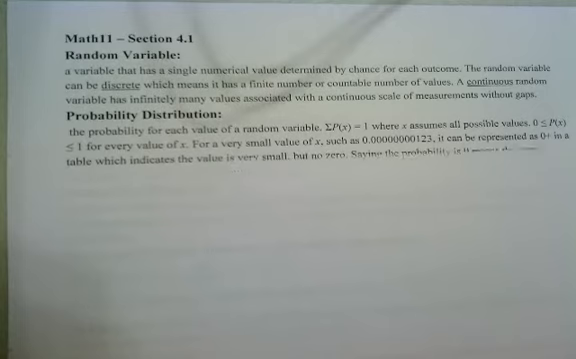A probability distribution is a probability for each value of a random variable, and there are a couple of things that need to be true for it to be a probability distribution. First off, if you add up all the probabilities, you will get 1, where x assumes all possible values. In other words, your probabilities have to be between 0 and 1 for all the possible outcomes.